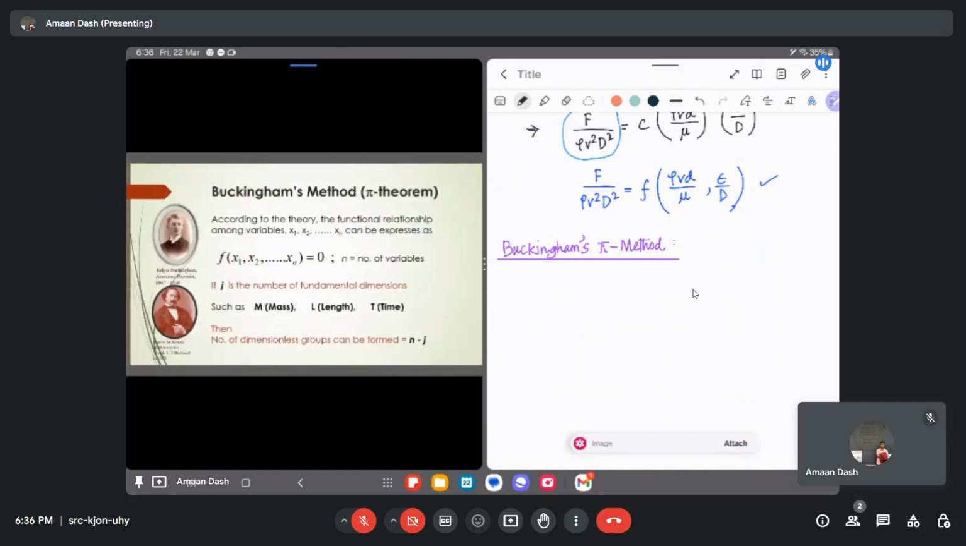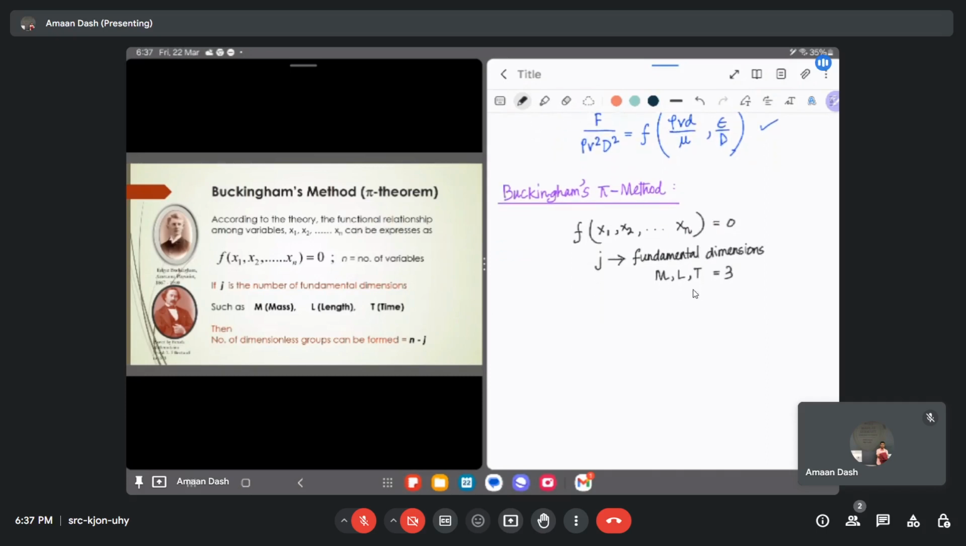Okay, so let us see how this is done. Let us start. According to the theory, the functional relationship among the variables x1, x2, x3, we can write that if we have x1, x2, up to xn, then this function will be equal to 0. And if j is the number of fundamental dimensions, that is M, L, and T, for this case we have only three fundamental dimensions. Therefore, the number of dimensionless groups that we will be forming will be equal to n minus j, where n is the number of variables.